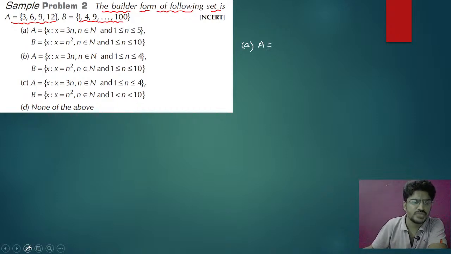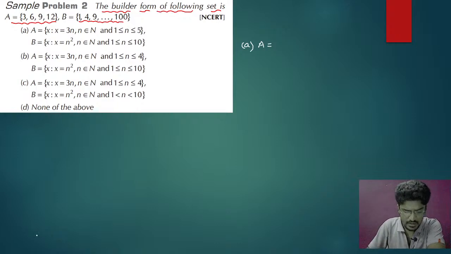So go through option A and see what is present in option A. So I will send the notes to the group. I will save those notes and send them to the group so that you can go through them. You can take that, no problem.